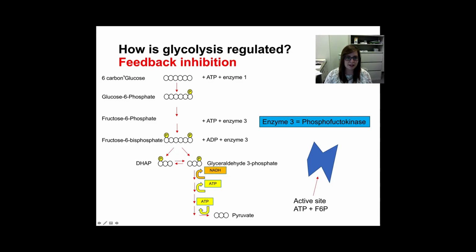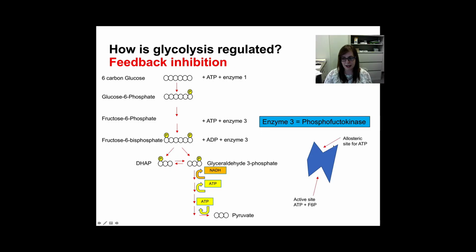This pathway is regulated by feedback inhibition at enzyme 3. Here's enzyme 3, called phosphofructokinase, and it has an active site that accommodates ATP and fructose 6-phosphate. When those get into the active site, they react, and then they break apart. This enzyme also has an allosteric site for ATP, and when a lot of ATP builds up in the cell, it binds to this allosteric site and shuts off this enzyme, so this pathway shuts off. When there's a lot of ATP, we don't want to spend the energy to make more ATP, so we shut that enzyme off. So we're losing this reaction where we add that extra phosphate.